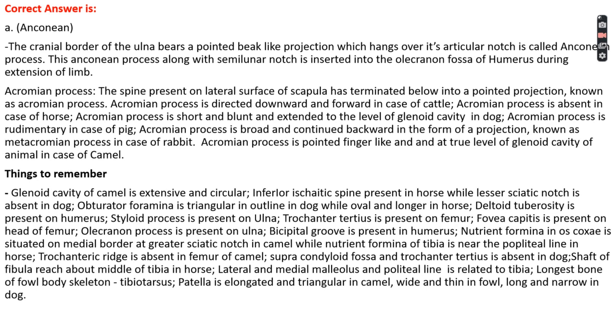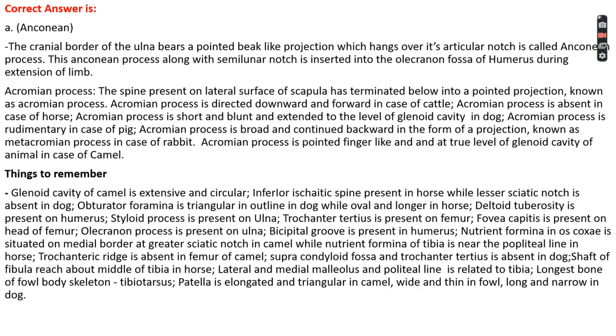Okay, here are some things which we need to remember from the exam point of view. We already discussed such topics in detail, but we should remember them in such lines. The glenoid cavity of camel is extensive and circular. The inferior sciatic spine is mainly present in case of horse, while the lesser sciatic notch is absent in case of dog. The obturator foramen is triangular in case of dog, while oval and longer in case of horse.